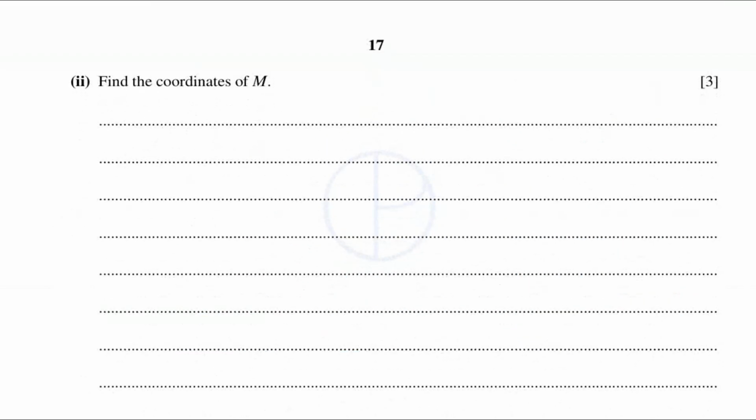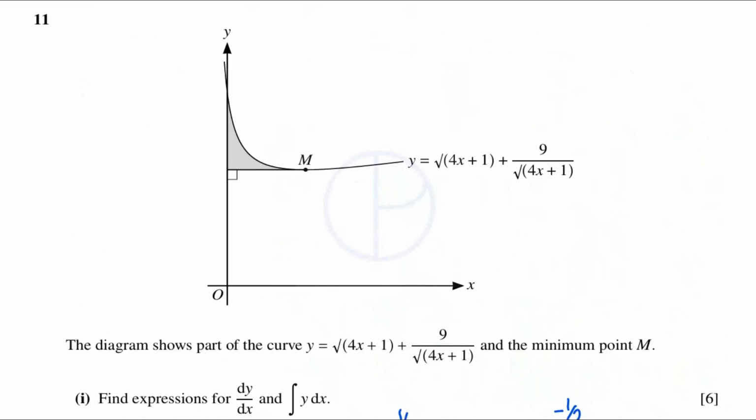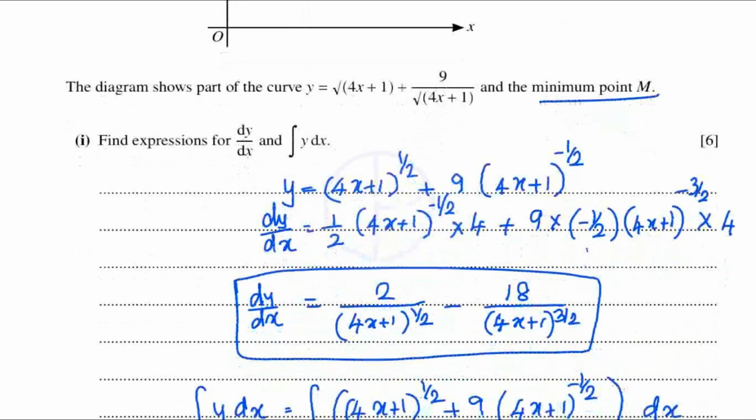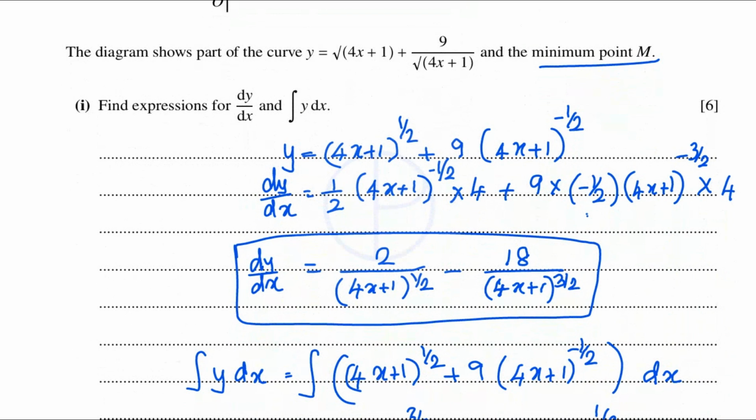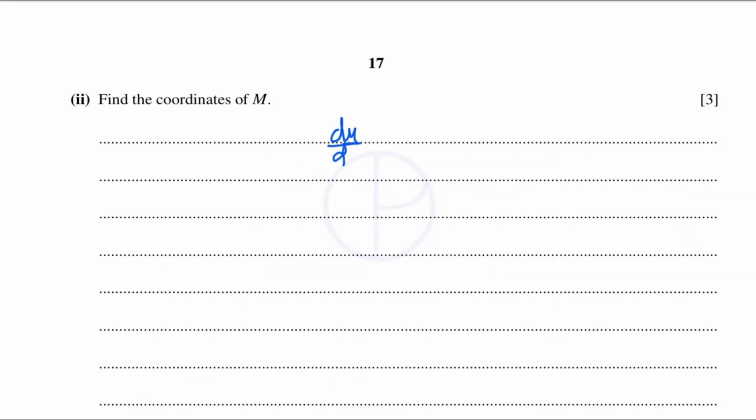The next part of the question is find the coordinates of M. So M is given as the minimum point. Okay. So at this point dy by dx is 0. We know dy by dx from this. So we have to equate this to 0. So first let me write dy by dx is 0.